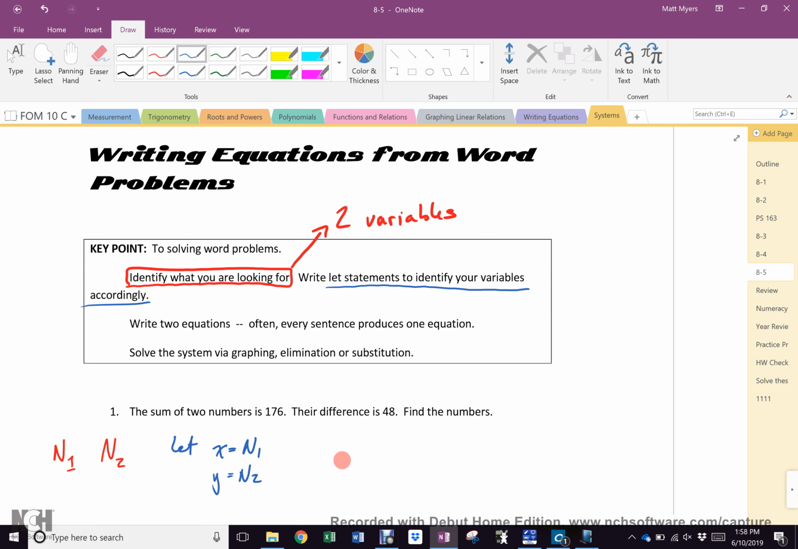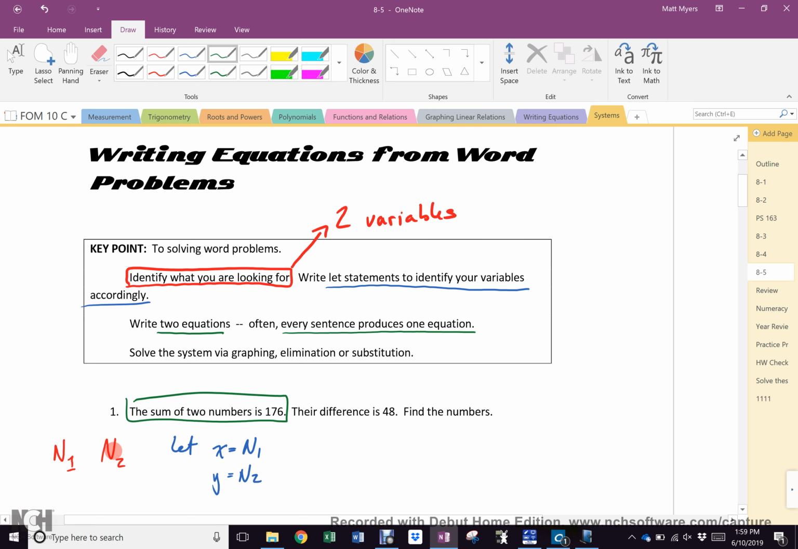Now, Step 2. Step 3, write 2 equations. Why is it 2 equations in this case? Because it's a system and there's 2 unknowns. What if I had 3 unknowns? How many equations would I need? 3. What if I had 4 unknowns? 5. Good. What's the biggest amount I make you do? 2. Good. Now, here's a hint. Every sentence makes an equation. Is that a sentence? Okay.